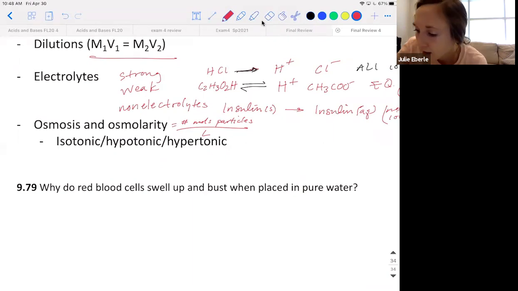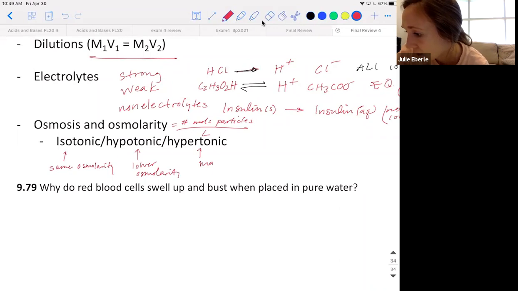Remember, isotonic is you have 2 solutions with the same osmolarity. Something is hypotonic, it has a lower osmolarity. If something is hypertonic, it has a higher osmolarity.